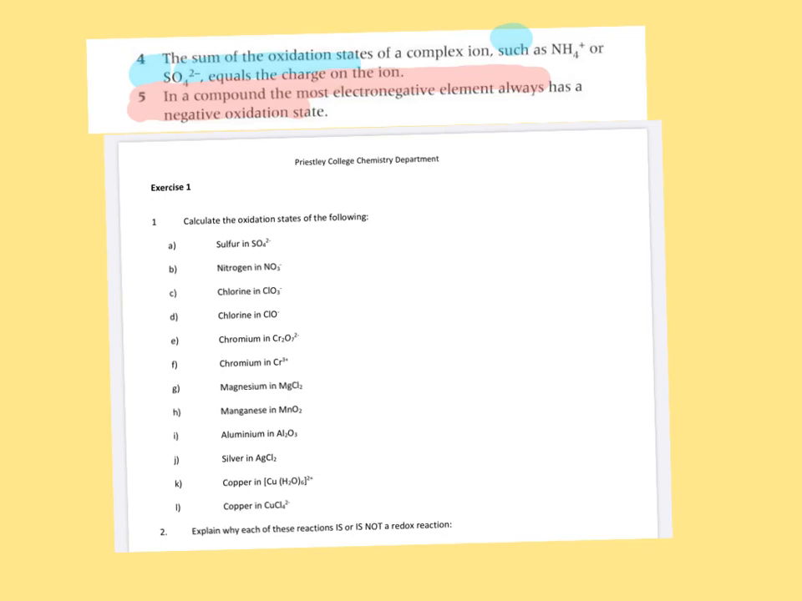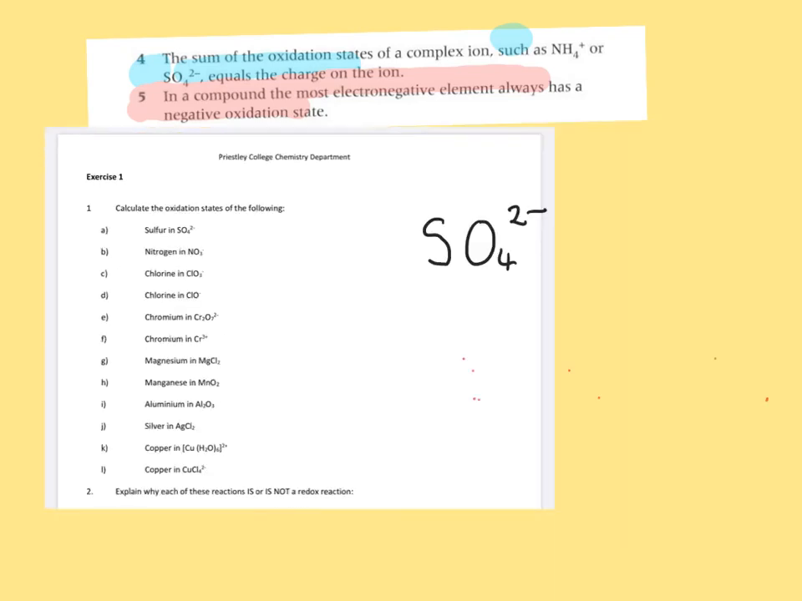So here's an exercise from your Redox pack in college. And what we'll do is walk through each one in turn. So the first one says, calculate the oxidation state of sulfur in sulfate. Let's do that now. So what do we know about sulfate? Well, this is where you need to know some of the rules. First of all, the rule is the sum of the oxidation states of a complex ion, a common ion, equals the charge on the ion.